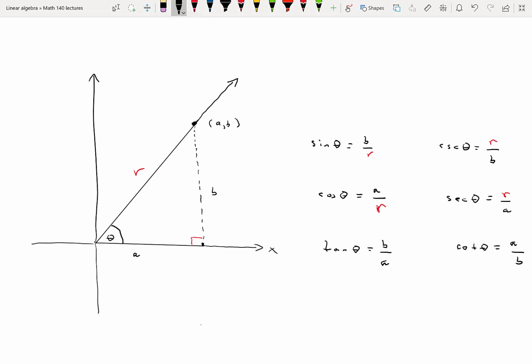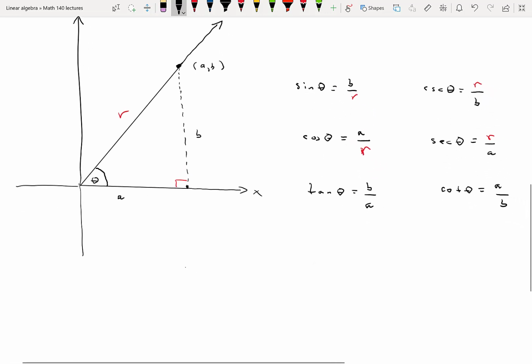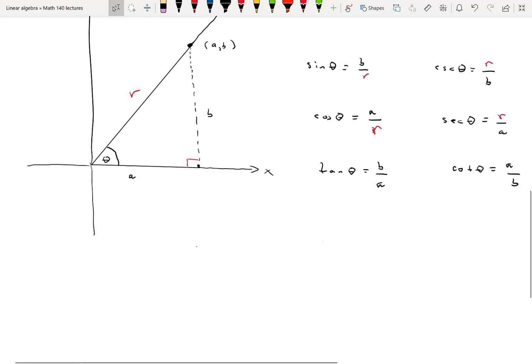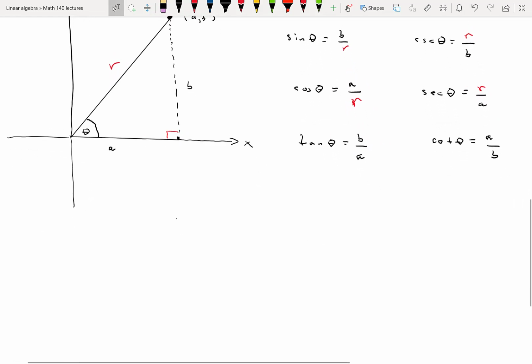The definitions of the tangent and cotangent don't change. They're still B over A. They're still sort of opposite over adjacent, even though technically we've gotten rid of the triangle. That virtual triangle is still here. But the angle theta is not restricted to being an acute angle any longer. So let's get used to this new definition by taking a look at a specific example.